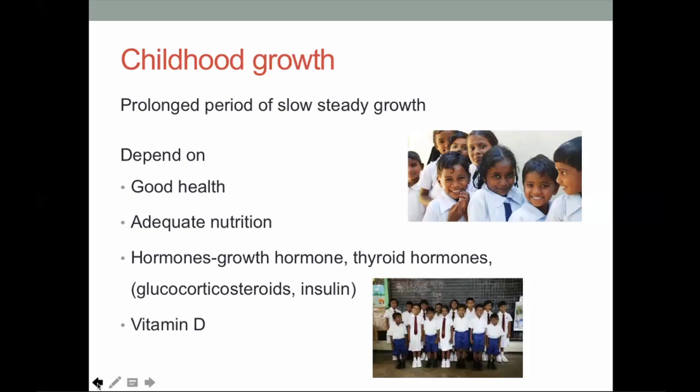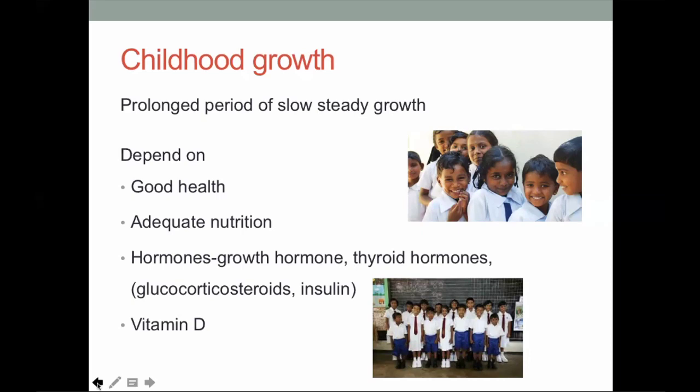So this is a slow period of growth, and if there is any abnormal growth during this time, that would indicate a problem in their health status. So it could indicate an acute illness or chronic illness. It could indicate problems in nutrition, undernutrition leading to stunting, or overnutrition leading to obesity. Then growth hormone deficiency and hypothyroidism are associated with short stature.